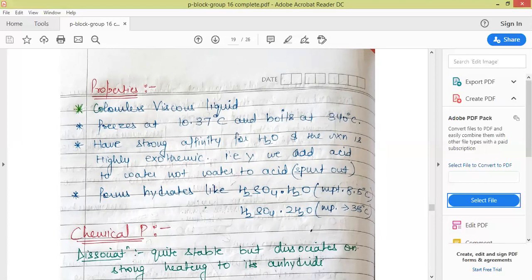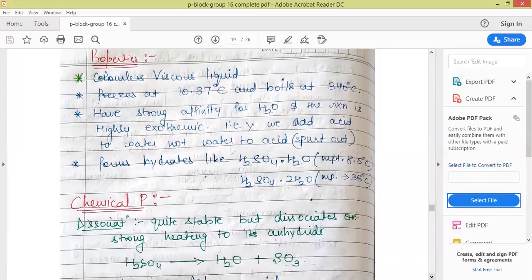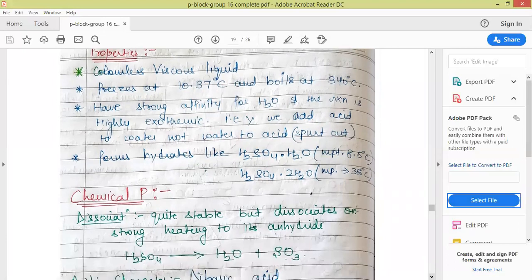So whenever we want to dilute sulfuric acid, it is mandatory that we add acid to water, not water to acid. If we add water to acid while diluting, it will spurt out. The reaction is highly exothermic and it can spurt out on our face, so it can cause an accident. One should always be careful while diluting sulfuric acid.